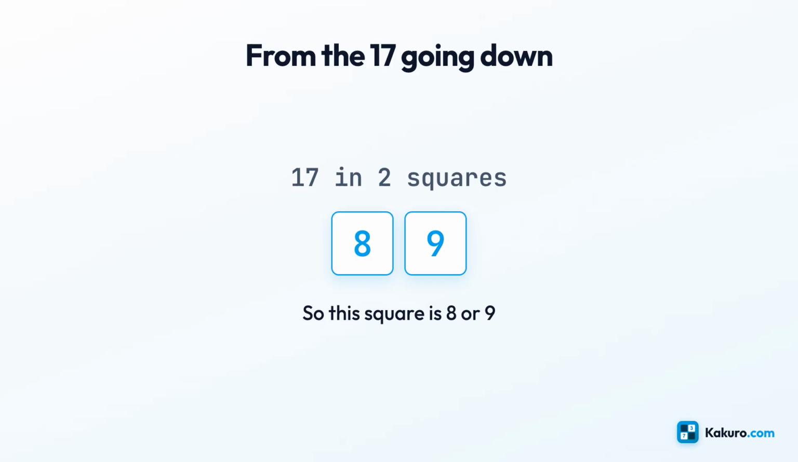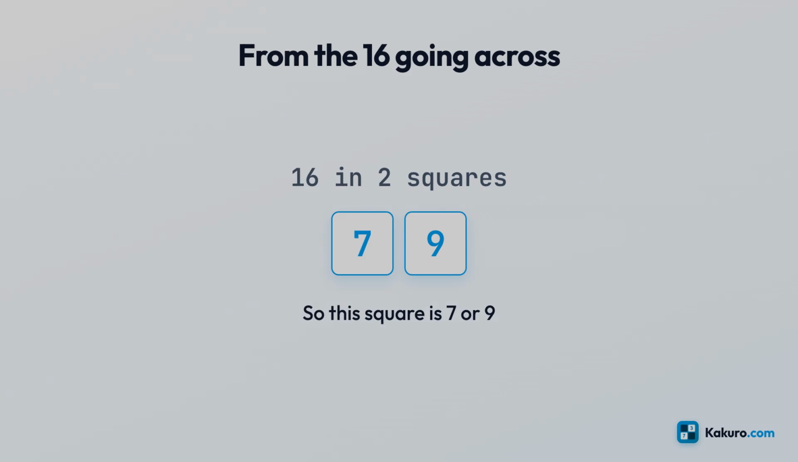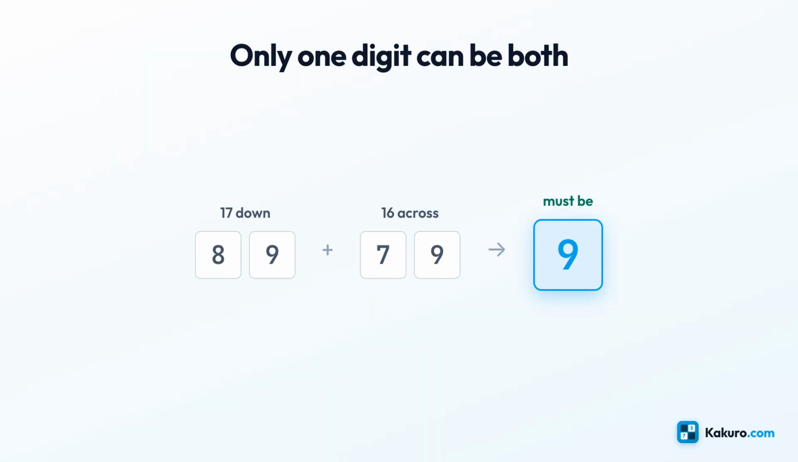17 over 2 squares can only be an 8 and a 9. So this square is either an 8 or a 9. Nothing else is possible. Now, the other run. 16 over 2 squares can only be a 7 and a 9, so this same square is either a 7 or a 9. And now put the 2 together.